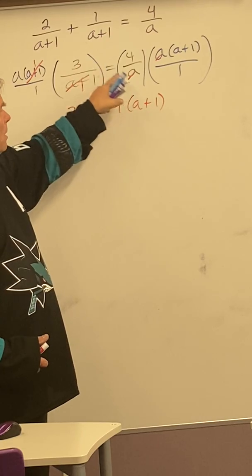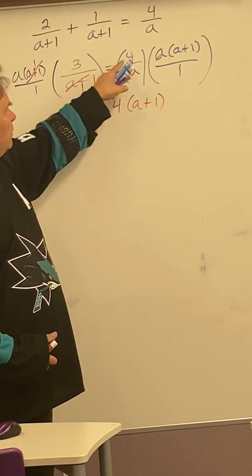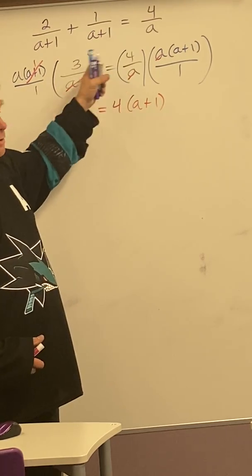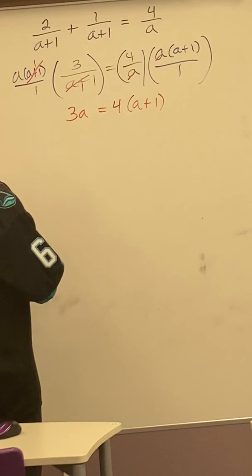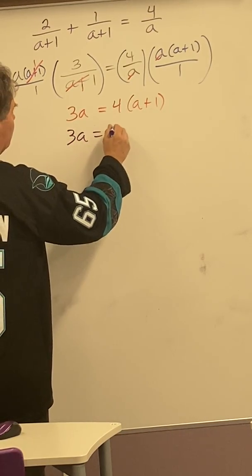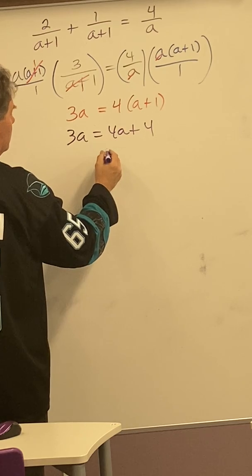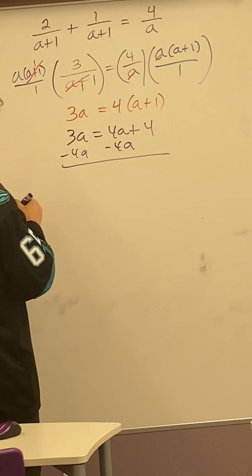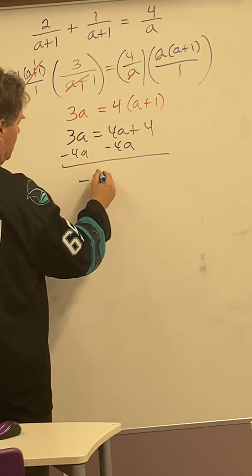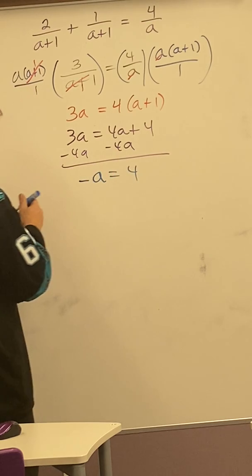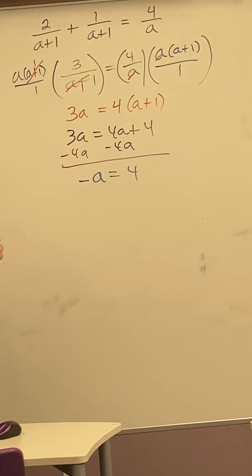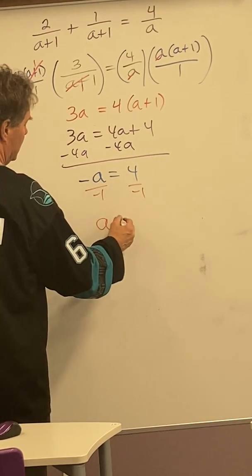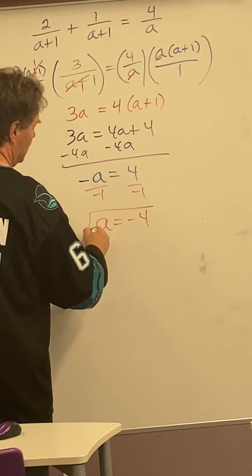Look, 3a equals 4 times a plus 1. Look what I got. 3a equals 4 times a plus 1. Same thing you'd get if you cross multiplied. Okay, so we get 3a equals 4a plus 4, minus 4a from both sides. Negative a is going to be 4. Negative a equals 4. But I'm not really interested in negative a. I don't care what negative a is. I care what regular a is, so divide by -1. a is -4, and there we go.